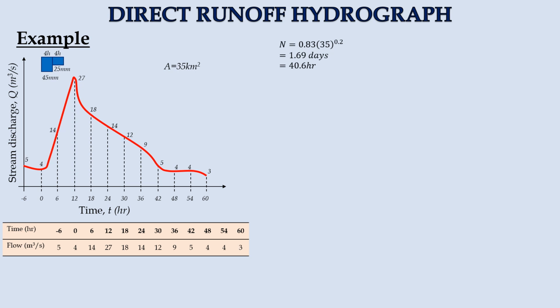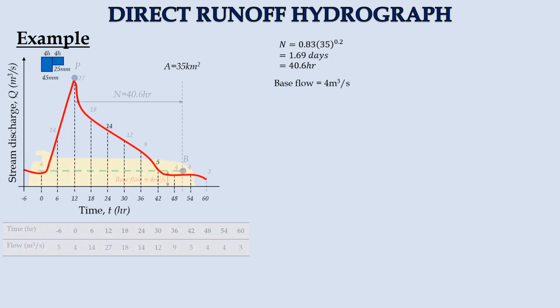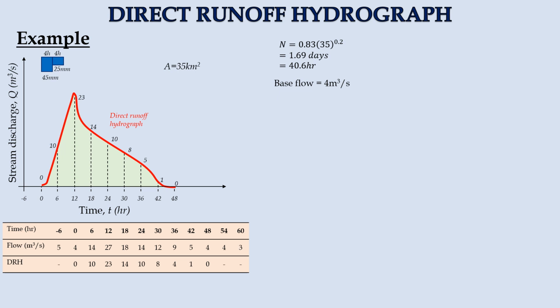First, we need to separate the base flow in the storm hydrograph. Given the catchment area of 35 km square, the value of n is 1.69 days, which is equivalent to 40.6 hours. The peak flow occurred at the 12-hour mark, which means our point B should be located at the 52nd hour mark. Discharge of 4 Qmax is associated with point B. By using straight line method, base flow with a constant value of 4 Qmax is obtained. We can now produce a direct runoff hydrograph that exists from the beginning of storm to the 48 hours.